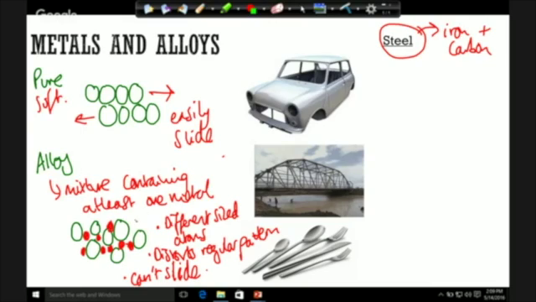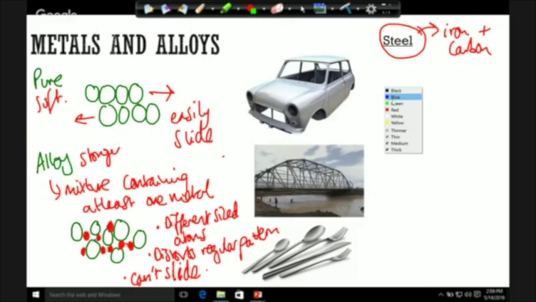So a really common question for perhaps you to be able to draw a similar structure to this, or at least explain why an alloy is stronger than a pure metal. So over here, we're going to focus on a particular alloy, iron and carbon. And there's different versions of this alloy that we can make. So different versions of this steel.